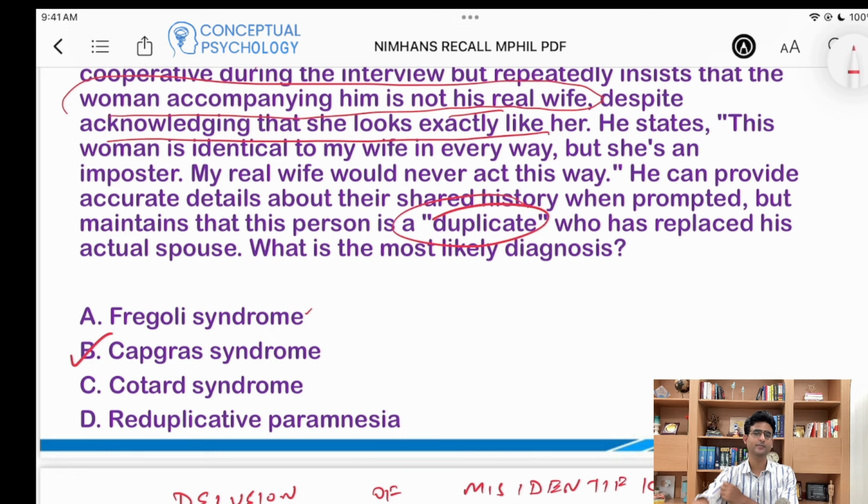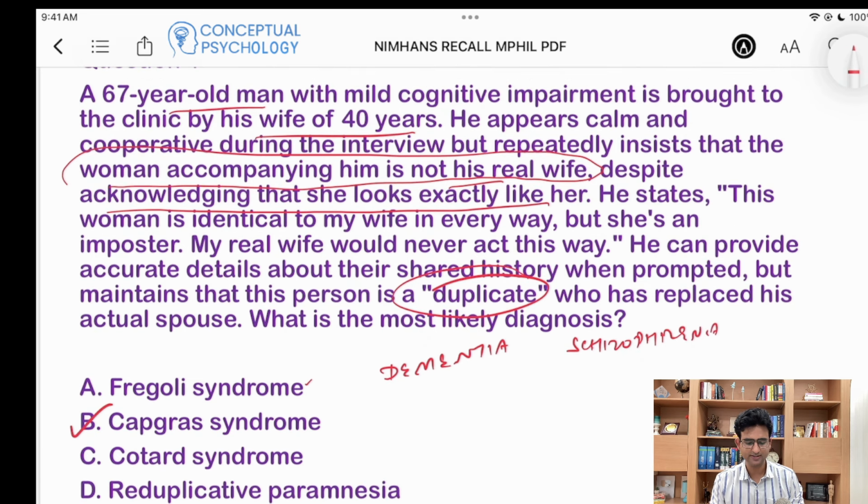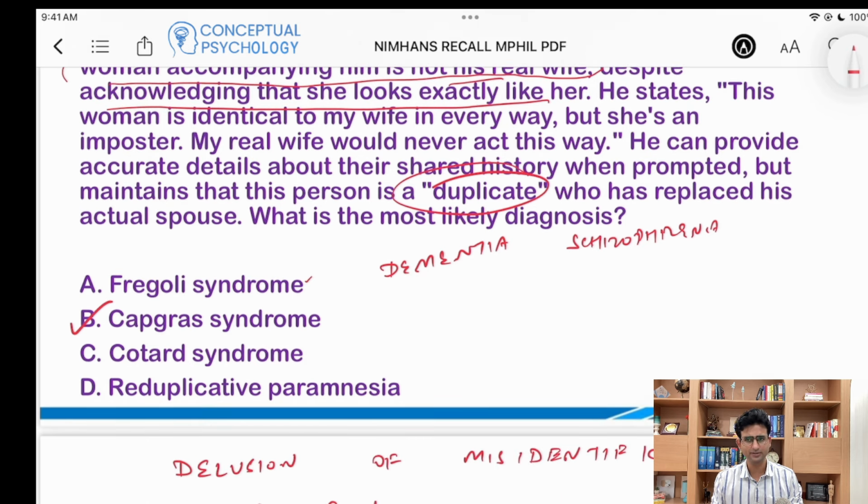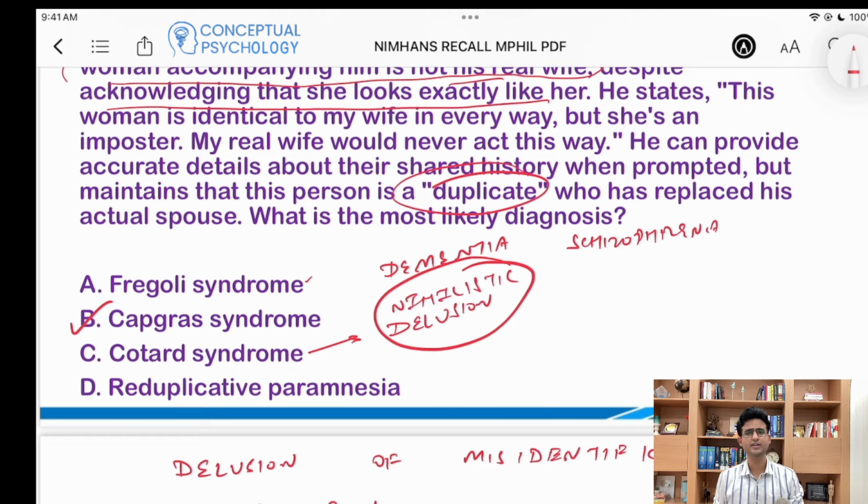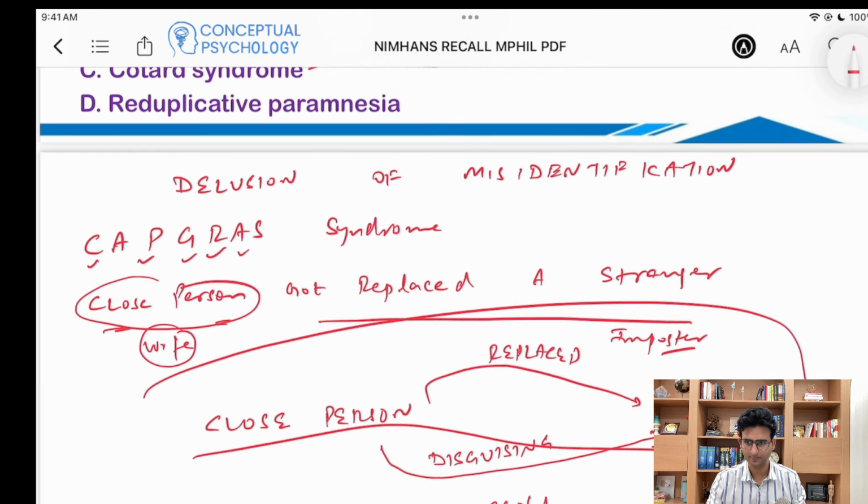Achha, please remember that this delusion of misidentification can be seen in patients with dementia. It is of course seen in patients who have schizophrenia, but it can be seen in patients with dementia. Your examiner has given you the history of a 67-year-old male with MCI, mild cognitive impairment, but this is something that you have to remember. What is Cotard syndrome? There was another question in the same paper in NIMHANS for Cotard syndrome, but remember in Cotard syndrome, basically you have nihilistic delusions, delusion of nihilism or nihilistic delusions. We'll talk about nihilistic delusion in the question on the Cotard syndrome.